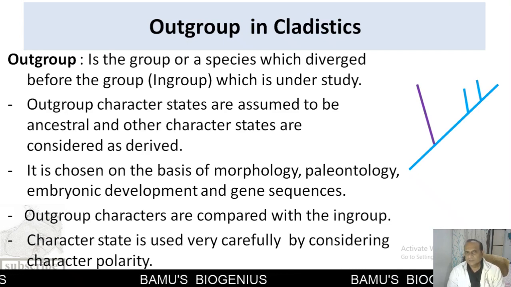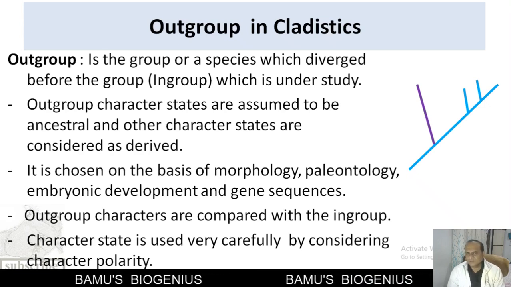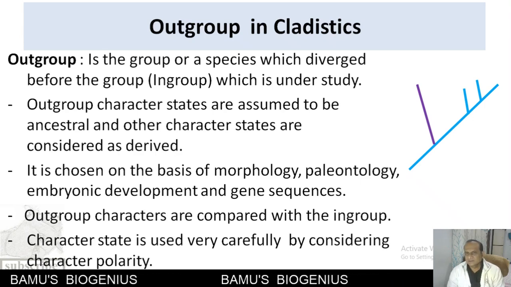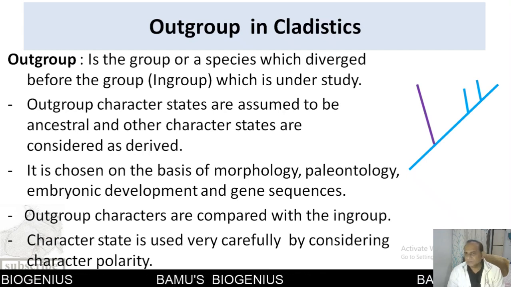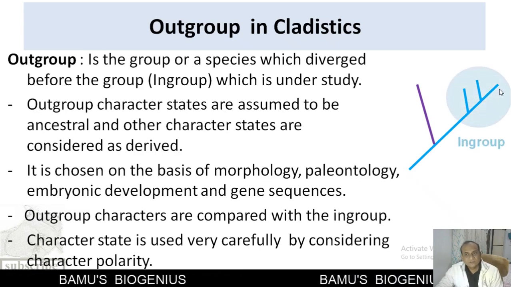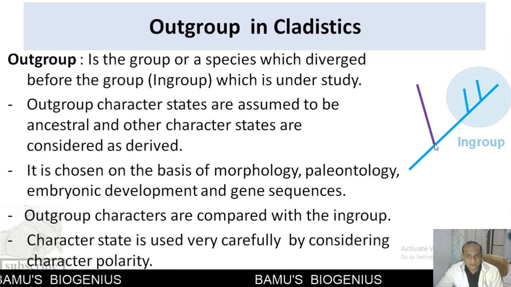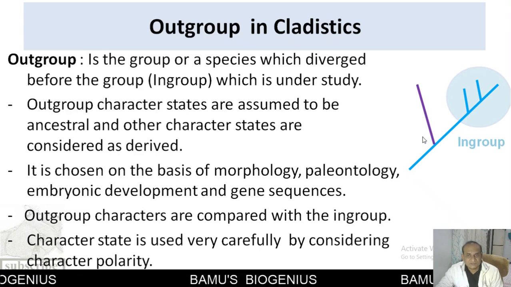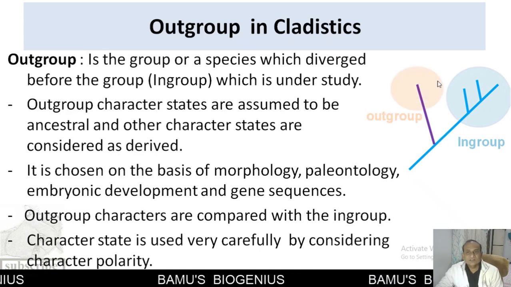Now we will talk about outgroup in cladistics. What is an outgroup? An outgroup is a group or species which diverged before the study group. The study group here is called the in-group. So if we are studying a particular cladogram, and in that cladogram we are studying this particular group, the group or species which diverged before this group is called an outgroup.